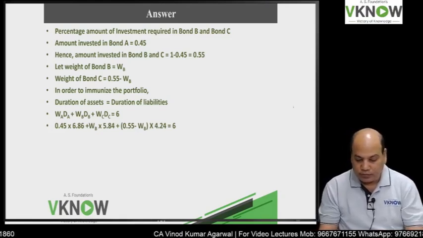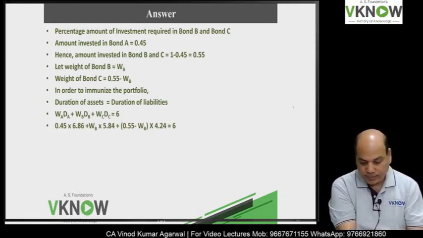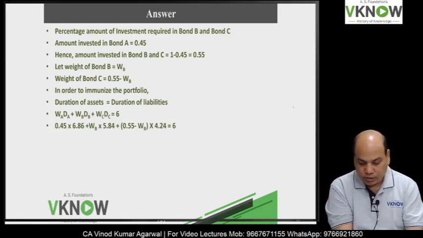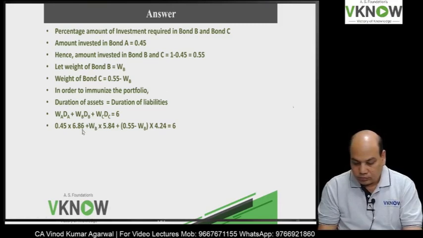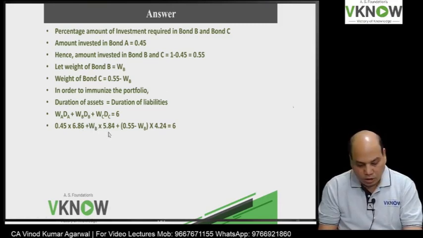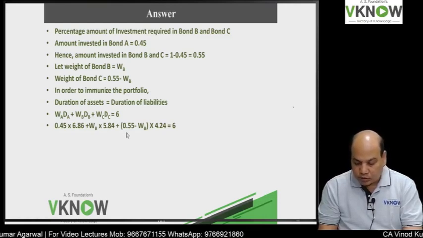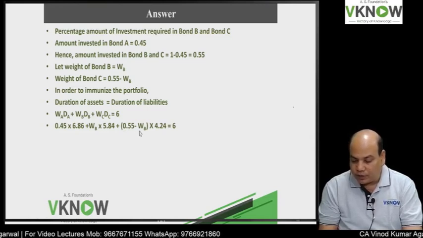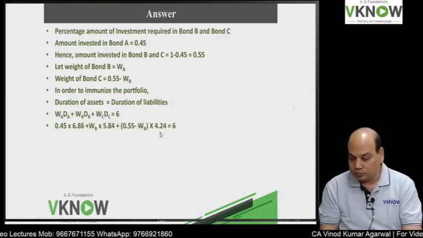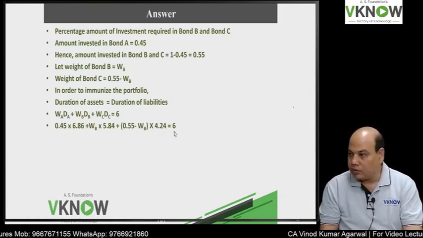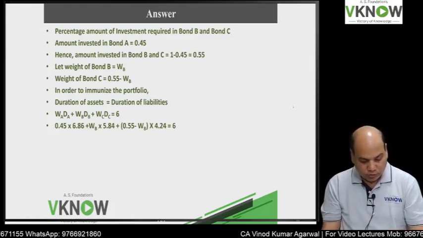WA is 0.45, given in the problem, into 6.86, which is the duration of bond A we have computed earlier, plus WB into 5.84, plus in bracket 0.55 minus WB, that is the weight of bond C, into 4.24, is equal to 6.